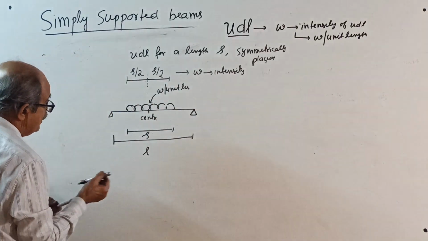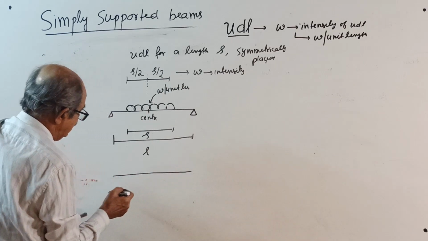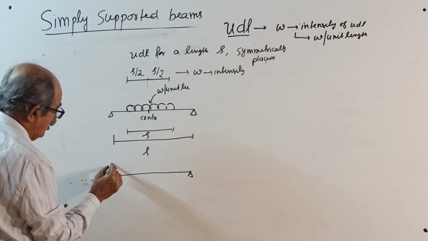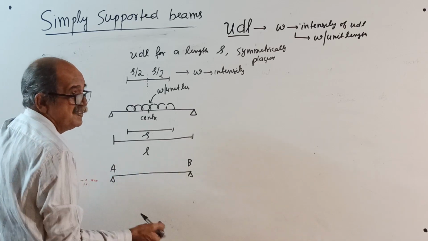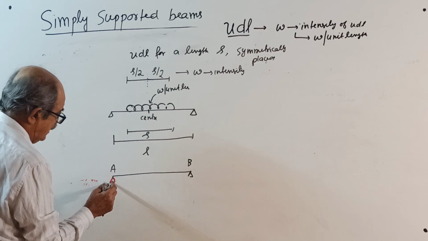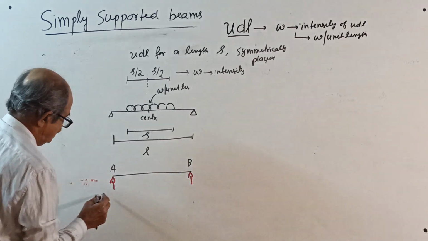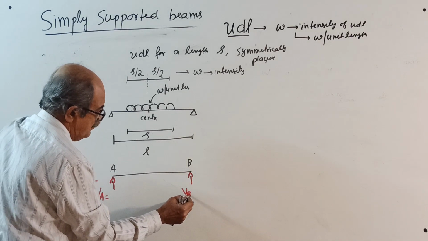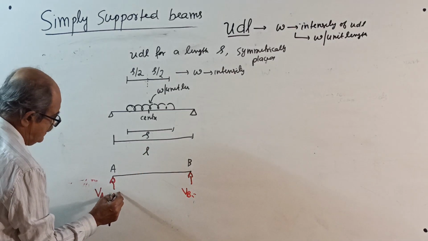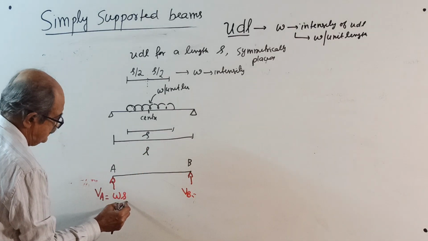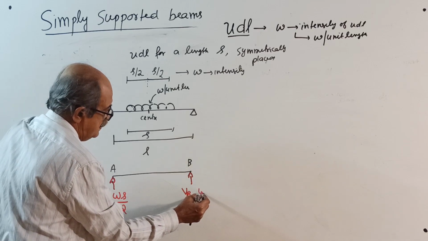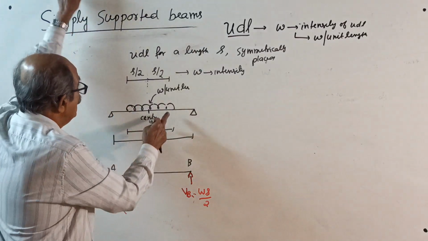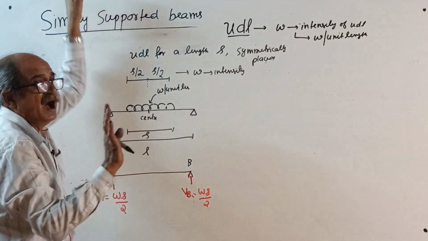Answer. I think I'm feeling a little tired today. I took a lot of classes in the afternoon time. You know, it is night time. I took a marathon class for around 4 hours. Therefore, I will stop off this example. VB directly WS by 2. WS by 2 over. Why? Total load W into S divided by 2, half of.